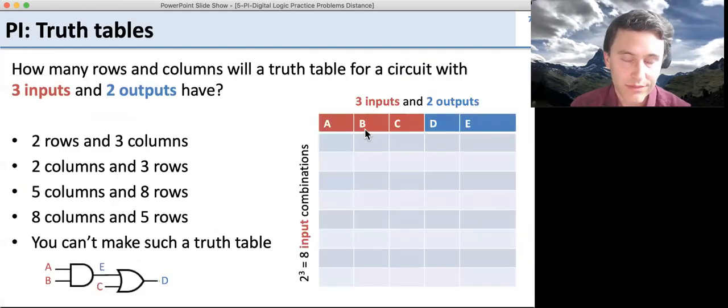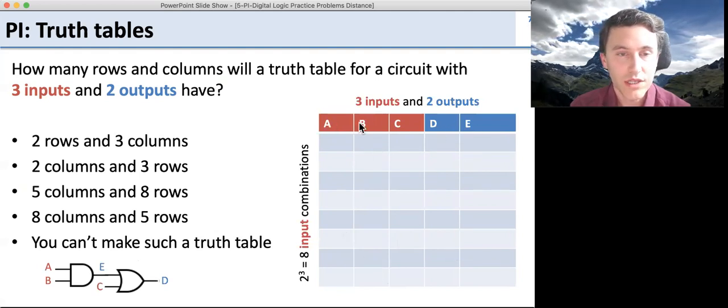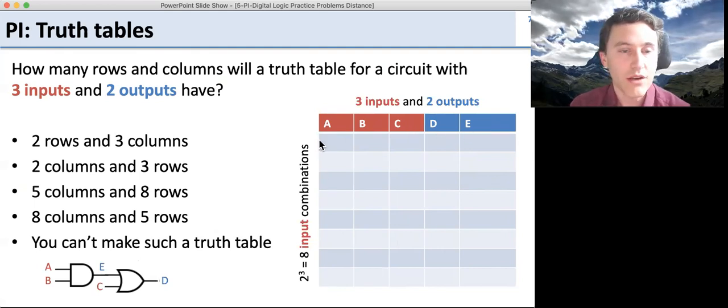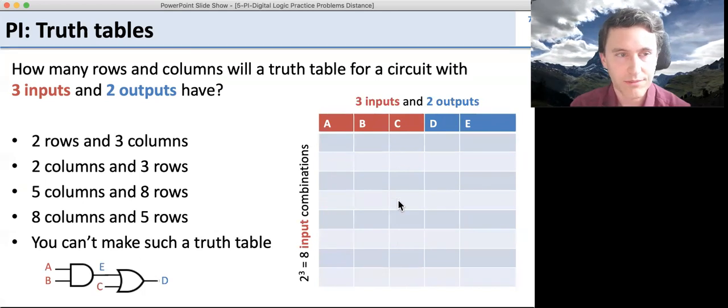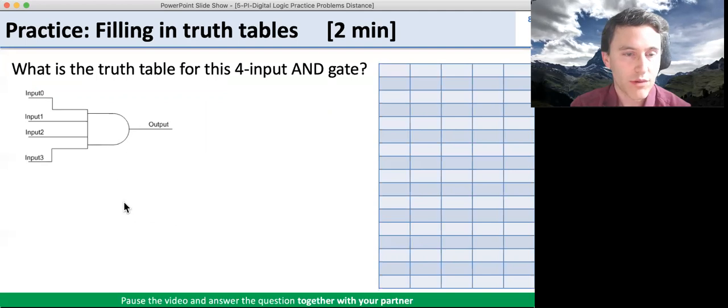For all 3 of the inputs, we have all the possible combinations here, and we show the outputs for all of those. So we have 5 columns, 1 for each of the inputs, 1 for each of the outputs, along with 8 rows, where each row has 1 possible combination of the inputs. Okay, so go ahead and practice filling in the truth table for this 4 input AND gate.